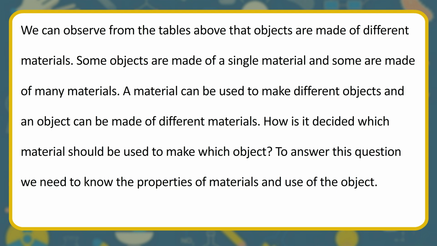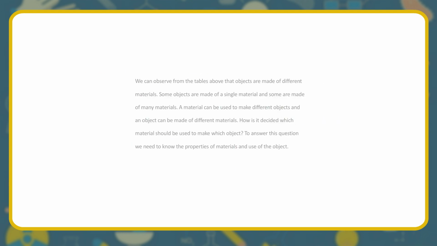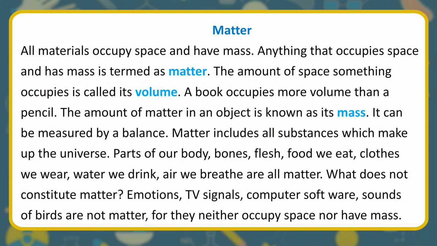How is it decided which material should be used to make which object? To answer this question, we need to know the properties of materials and the use of the object. Matter. All materials occupy space and have mass. Anything that occupies space and has mass is termed as matter. The amount of space something occupies is called its volume. A book occupies more volume than a pencil. The amount of matter in an object is known as its mass. It can be measured by a balance.